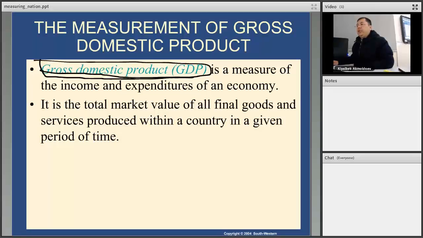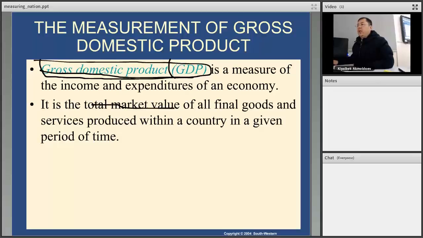So GDP is the main measurement of people's income, and it depends. If people are producing more, it means their income is high. When their income is high, it means their standard of living is also high. That's why, as the main determinant of people's well-being, in economics we measure it by measuring GDP, gross domestic product.